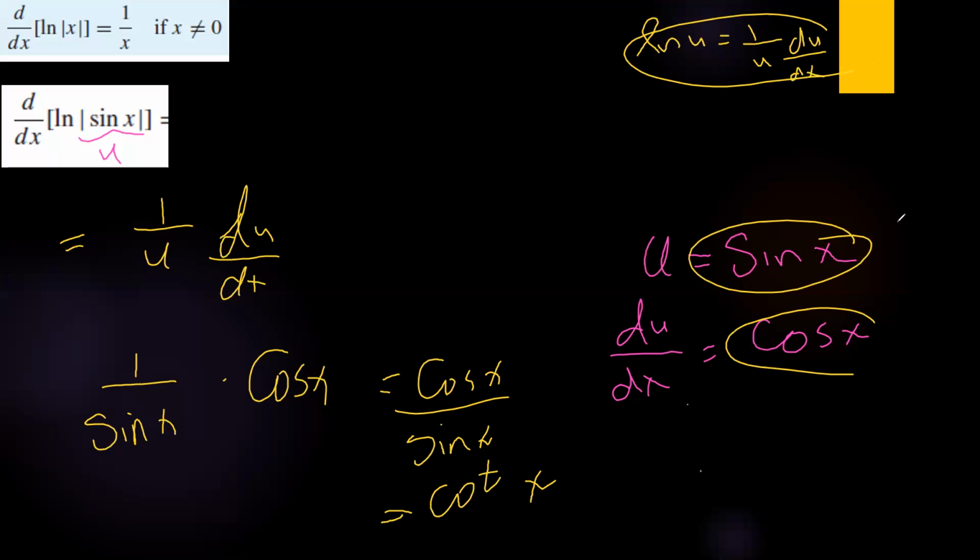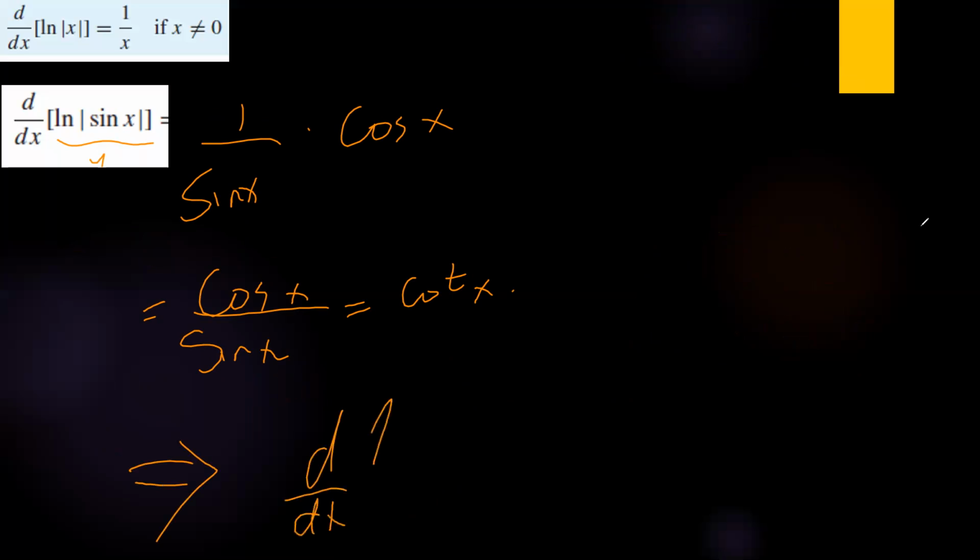So the derivative of ln sine of x is cotan of x. And there's another easier, shorter way. This is u. So 1 over sine of x, times the derivative of sine, which is cosine. Then cosine of x over sine of x, which is cotan of x. So the derivative of ln of sine x will be cotan x.